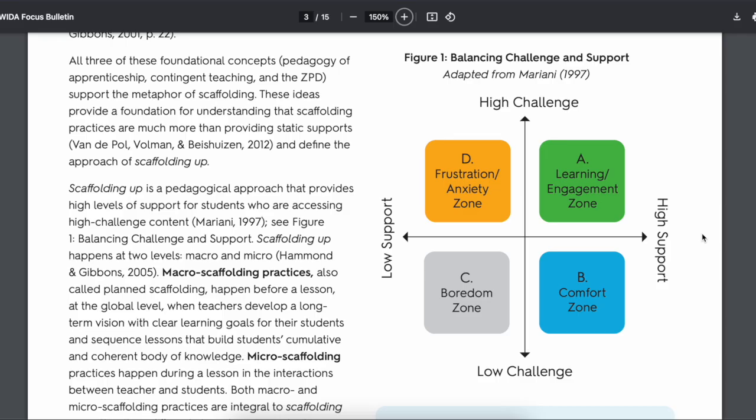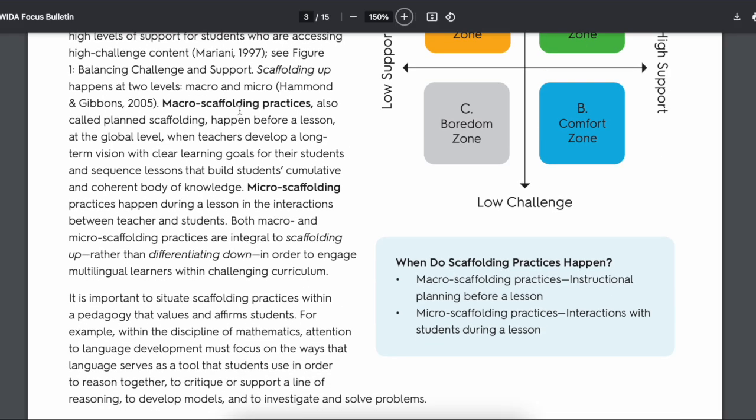So I said this is WIDA's framework. There's information from Mariani in here, Hammond and Gibbons. There's all sorts of scaffolding resources and citations here. The first one is this idea that the learning engagement zone is actually high challenge, high support. We probably know this. And then you go on to define macro scaffolding practices, like planned scaffolding. This happens before a lesson at the global level. And then micro scaffolding is happening during the lesson.